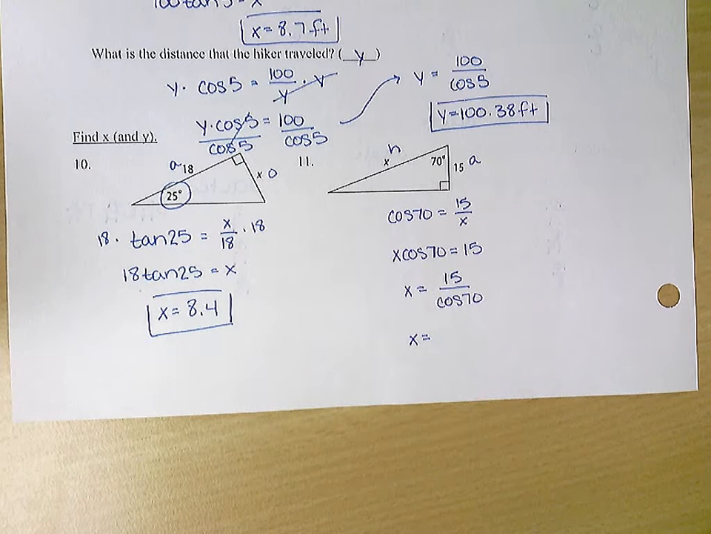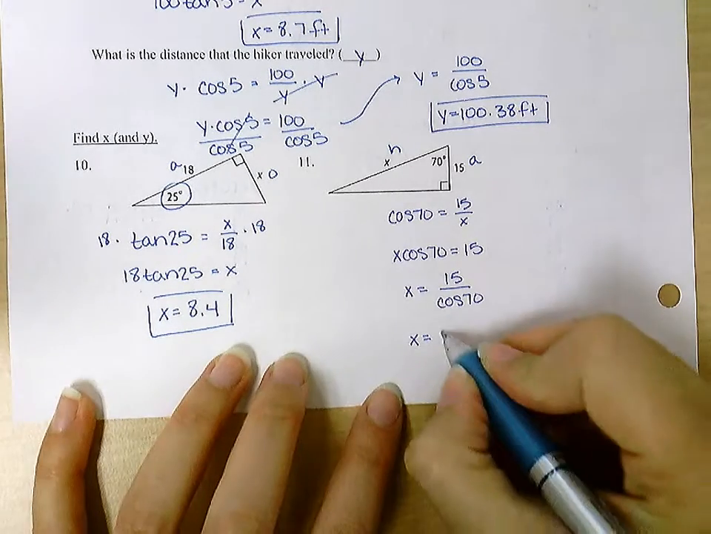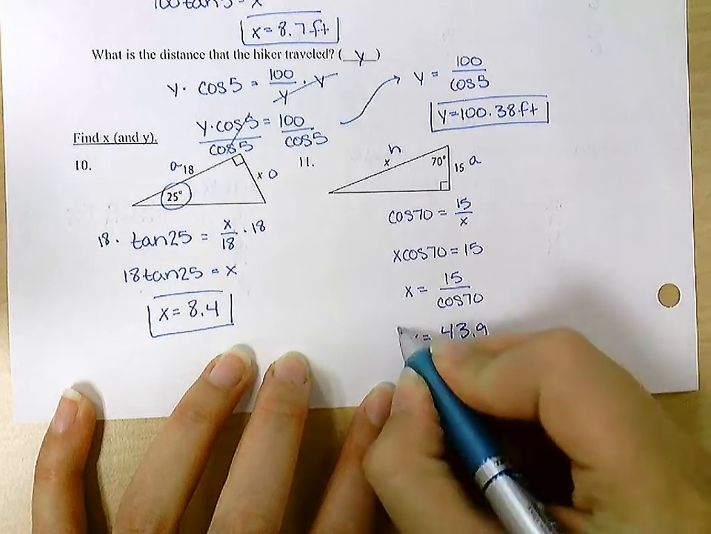I'll let you know what the front is though. All right, so those of you who did number 11, you should have used cosine. You have the adjacent side and the hypotenuse, so use cosine. Cosine of 70 is equal to 15 over x. You need to multiply both sides by x. Then you need to divide by cosine of 70, so you have 15 divided by cosine of 70. Now when you plug that into your calculator, you should have 43.9.